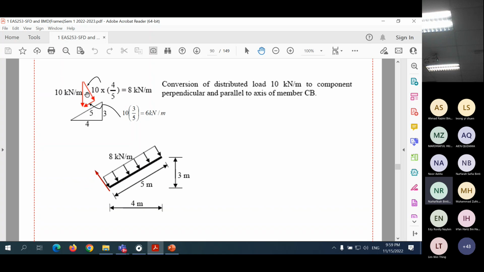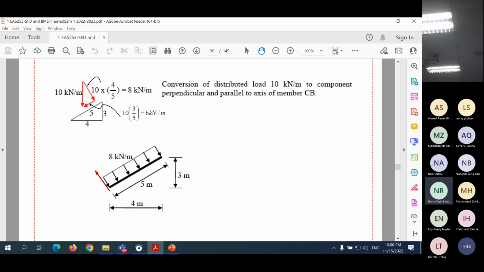If you know this angle, then 10 multiplied with cosine, you get this component. 10 multiplied with sine, you get this component. This angle is the same as this angle here. So from there, we get the component which is perpendicular to the member is 10 multiplied with 4 over 5, which is 8, which is indicated here. And the component parallel to the member, which is not indicated in the diagram, is 10 multiplied with 3 over 5, which is 6.